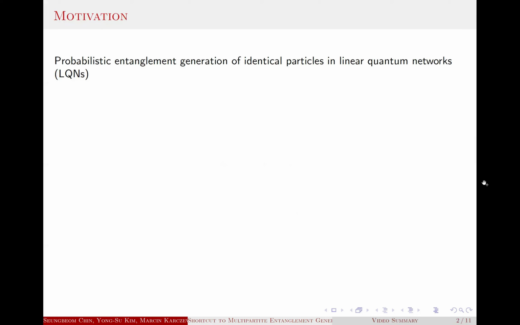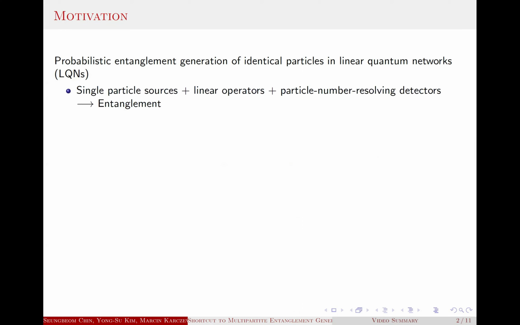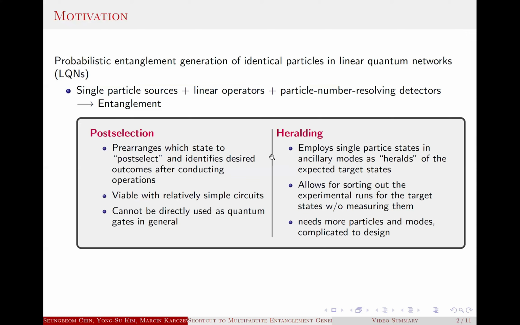One of the promising approaches to this task is to exploit the indistinguishability of identical particles. In this setup, we generate multipartite entanglement with single particle sources, linear operators, and particle number resolving detectors. There are two possible categories of schemes available for probabilistic entanglement generation using identical particles: the post-selected and heralded schemes.